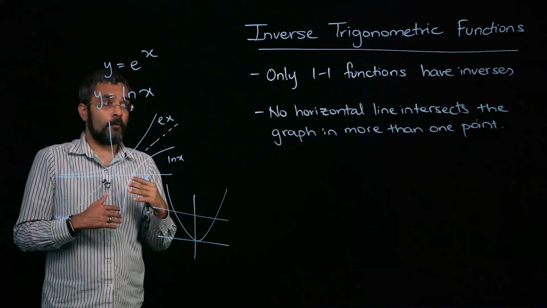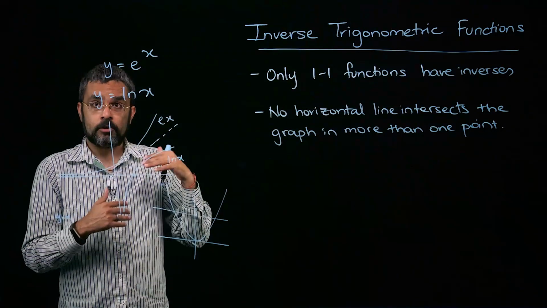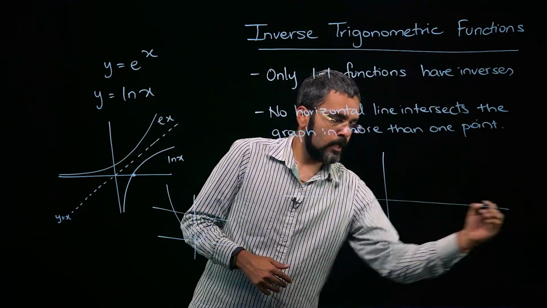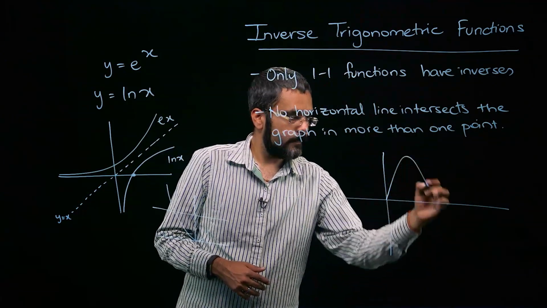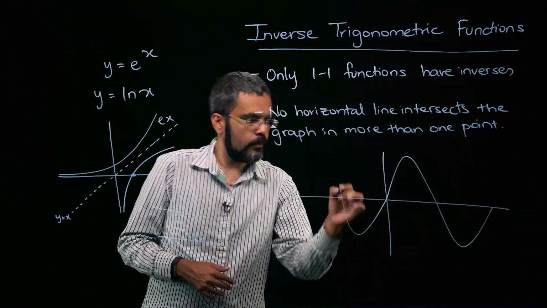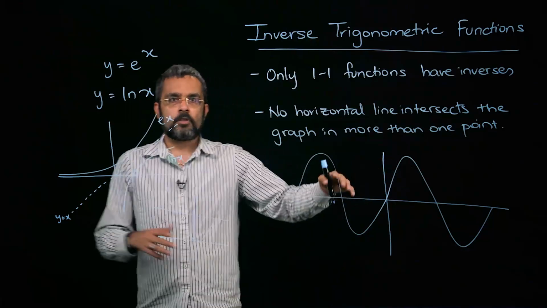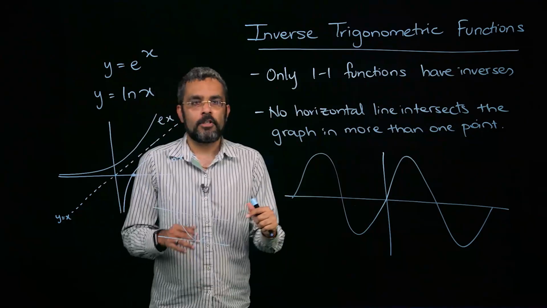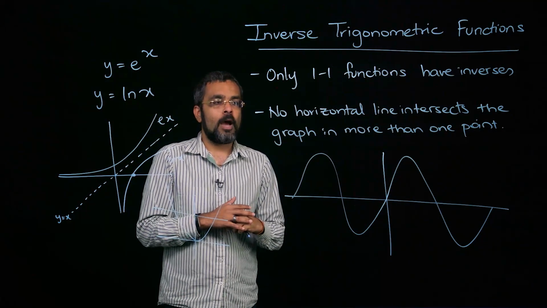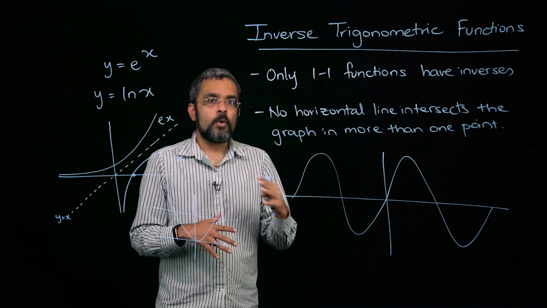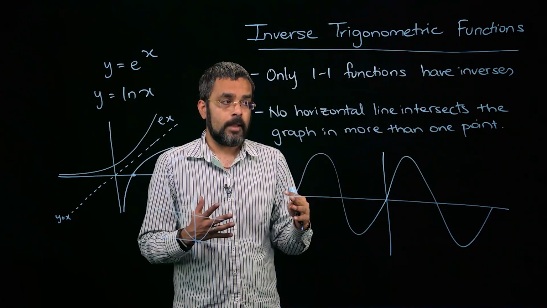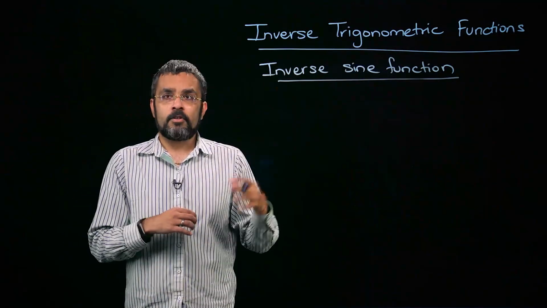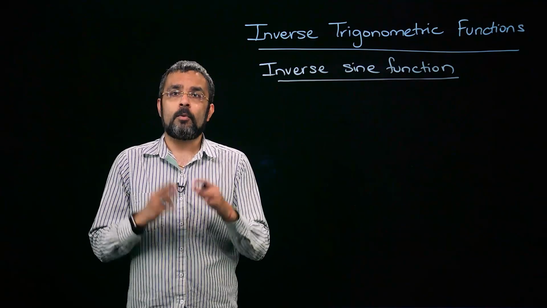That poses a problem for us, because if you look at trigonometric functions, let's for example look at sine x. It's a waveform and this continues forever. So obviously if I draw a horizontal line, just take the x-axis, that cuts the function in a lot more than one point. So how do we find the inverse of such functions? What we do in this case is something called restricting the domain. How do we make our sine function one-to-one? We restrict the domain.